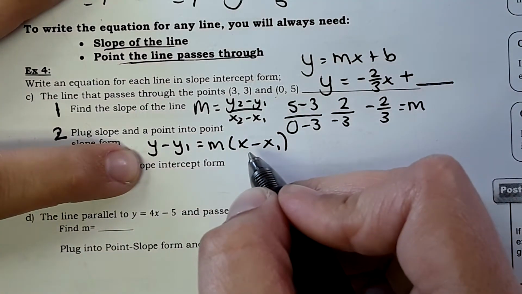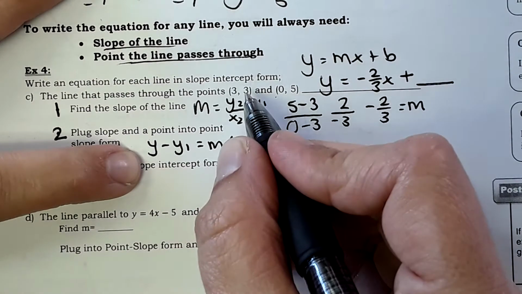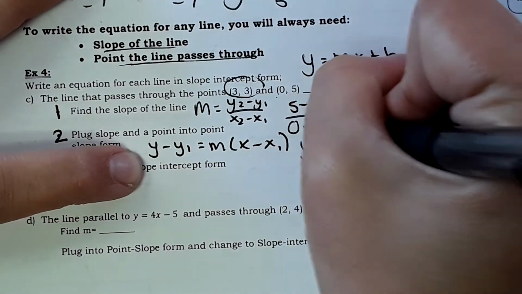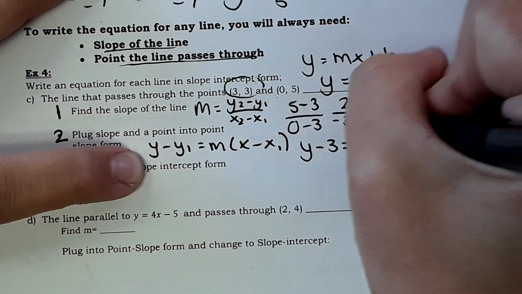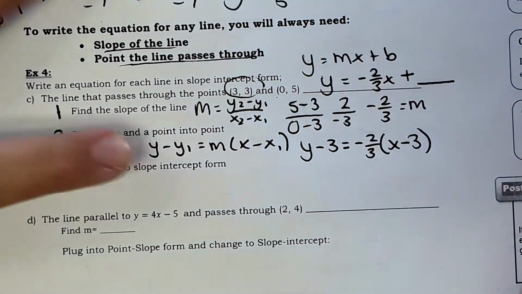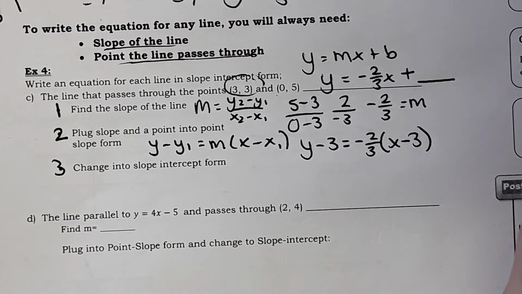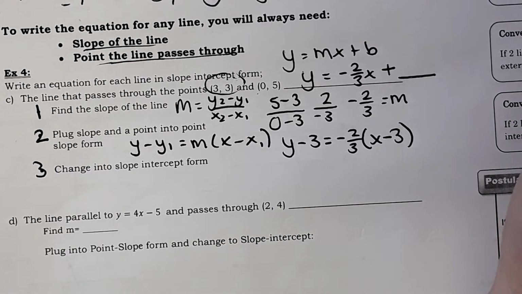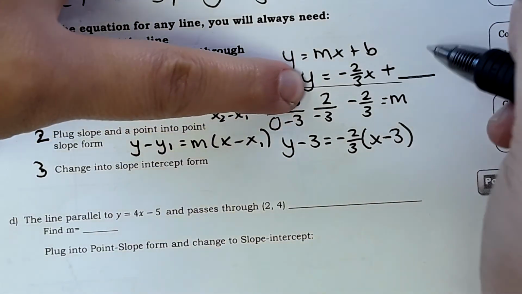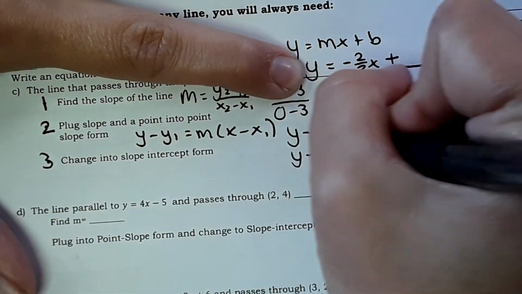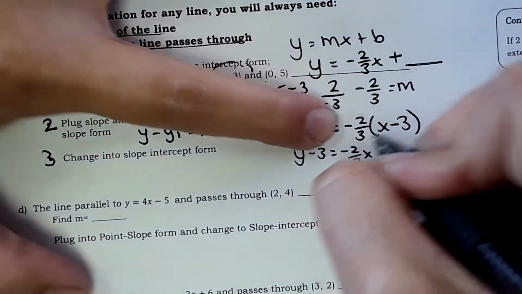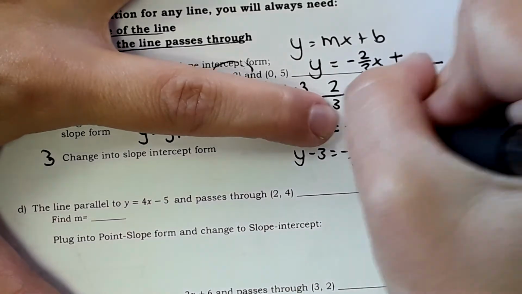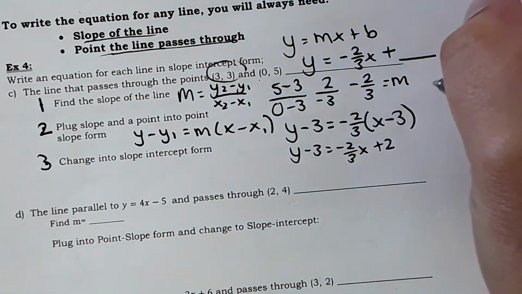So now that we have this written out, we have our slope, which is negative 2/3, and we're just going to choose one of these coordinates, maybe it's (3, 3), and plug these numbers in. So y minus 3 equals negative 2/3 times (x minus 3). And then from here, we're just going to solve and get it into this format. Negative 2/3 times negative 3 is just going to be 2, so plus 2.